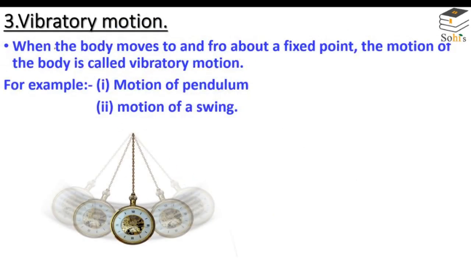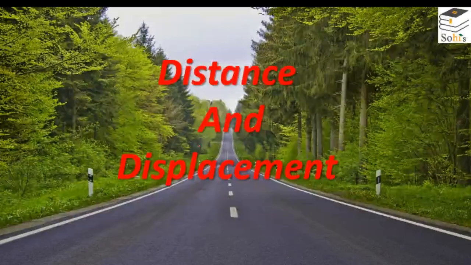So next is vibratory motion. Vibratory motion means when the body moves to and fro, back and forth, about a fixed point, then the motion of the body is called vibratory motion. Examples are the motion of a pendulum and the motion of a swing. These are examples of vibratory motion.